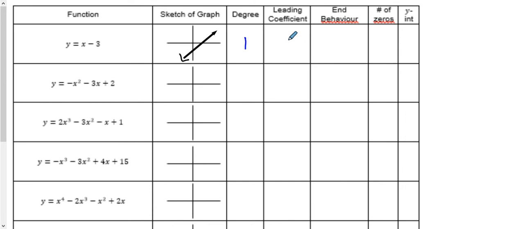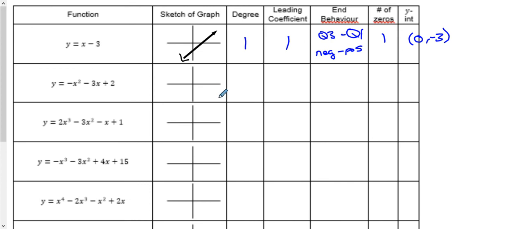To fill in some of these, we have degree 1, because this is x exponent 1. Leading coefficient is also 1. What's our end behavior? We started off in quadrant 3 and ended in quadrant 1, so we can say quadrant 3 to quadrant 1, and we could talk about the y values as well. This is going from a negative y value to a positive y value. Number of zeros, aka how many x-intercepts do we have? We only have one. It's only crossing our x-axis once. And what's our y-intercept? Our y-intercept is at (0, -3). So that's our first graph.